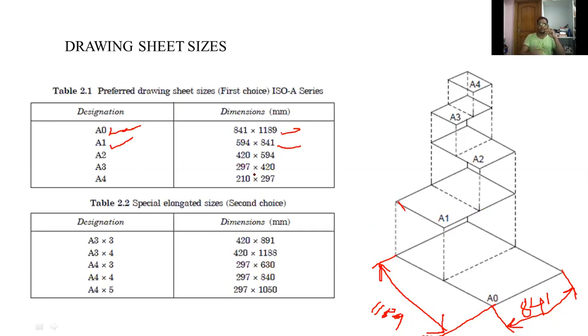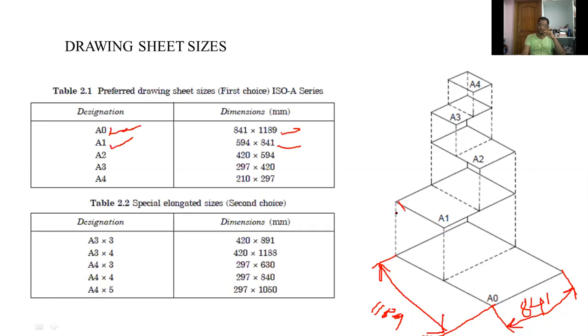So here, the size of A1 is equal to half of the size of A0. So two A1 drawing sheets is equal to one A0 sheet size.